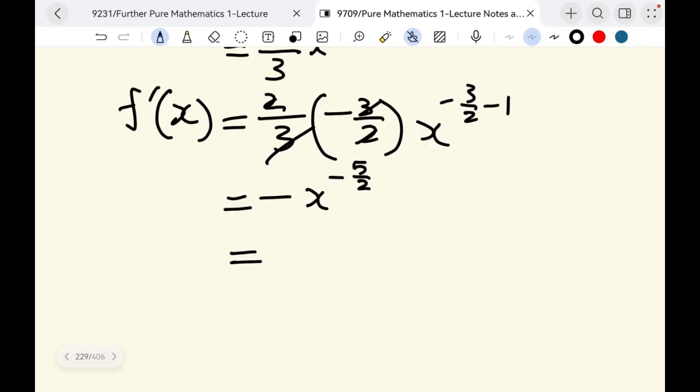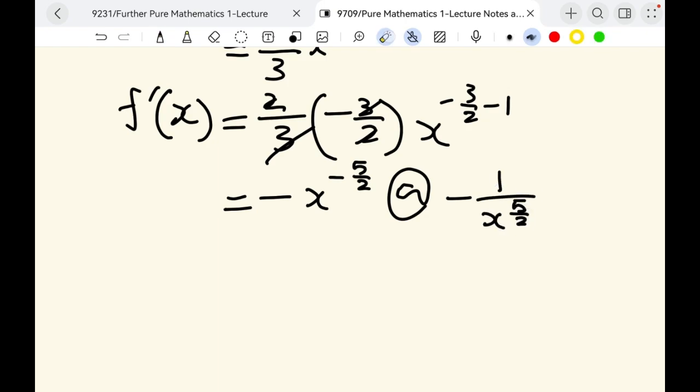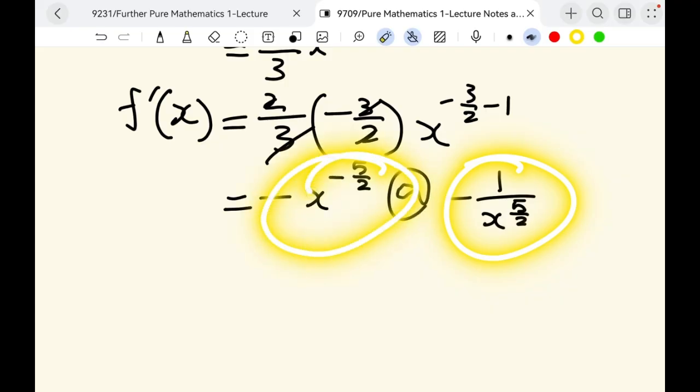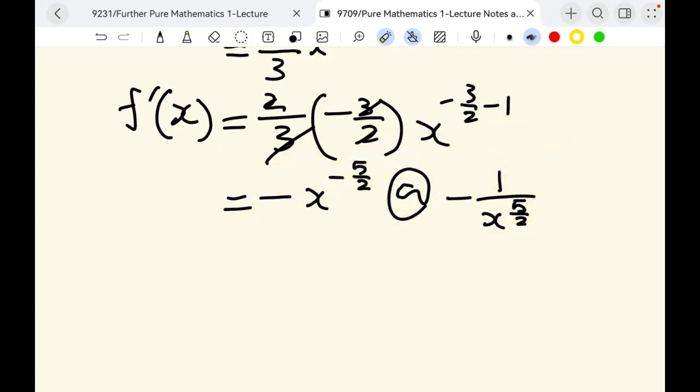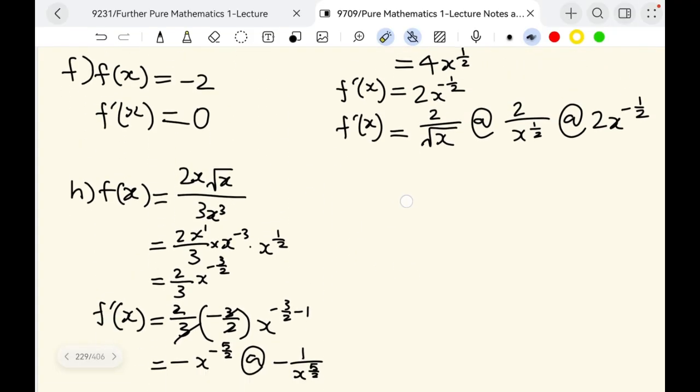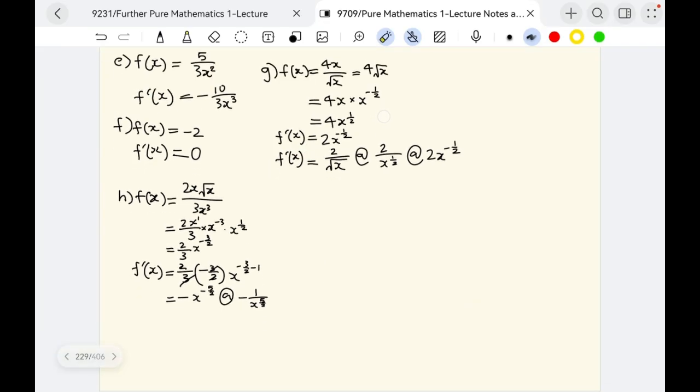Well, you can leave your answer in the other form as negative 1 over x to the power of 5 over 2, as long as both answers are equivalent, to be accepted by the examiners. Alright? Oh, I forgot the dash for the final answer.